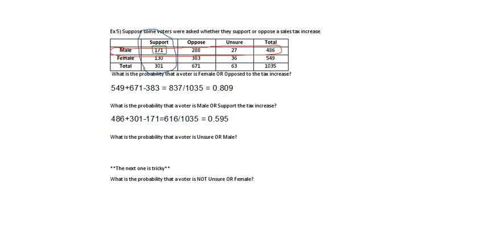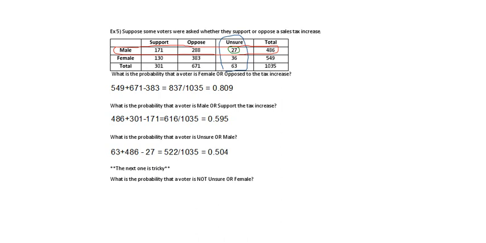All right, excellent. Let me erase these lines. Okay. Next question is unsure or male. So first, let me circle unsure. Then let me circle male. And I see they intersect at 27. So we're ready to put this together. The total for unsure was 63, plus the total for male is 486, but then minus the cross, 27. That's all equal to 522. And then divide by 1035, and we're left with 0.504.